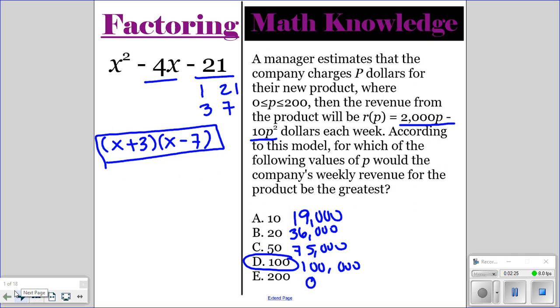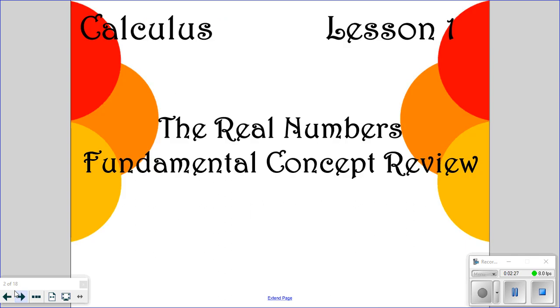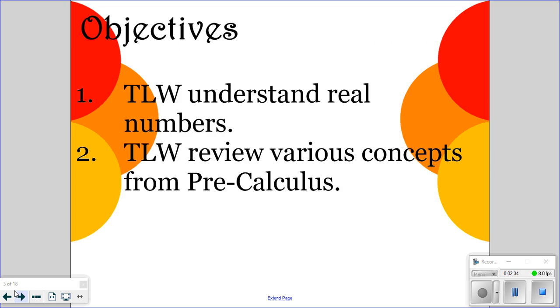So moving on to lesson 1. We are looking at the real numbers and fundamental concept review. For the real numbers, hopefully you've covered this in a previous math class. It's just going to be a review for you. It may have been a couple of years, but it should all be something that you have learned before.